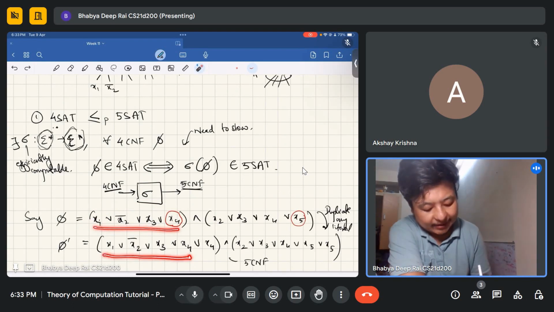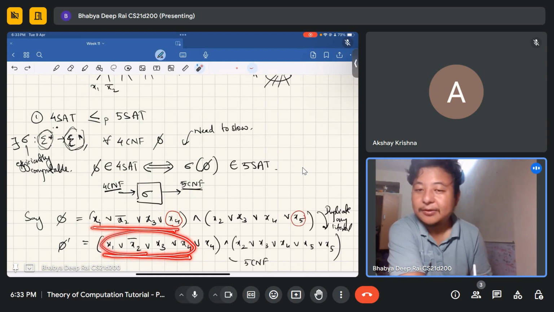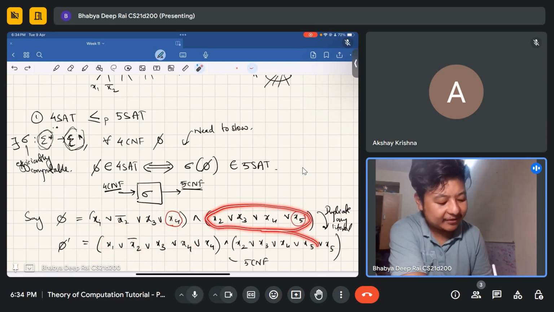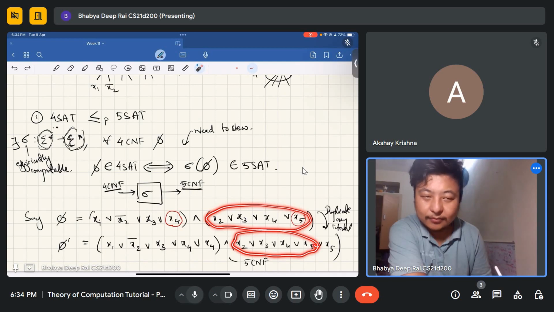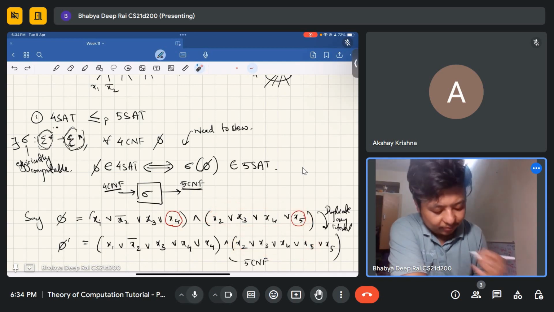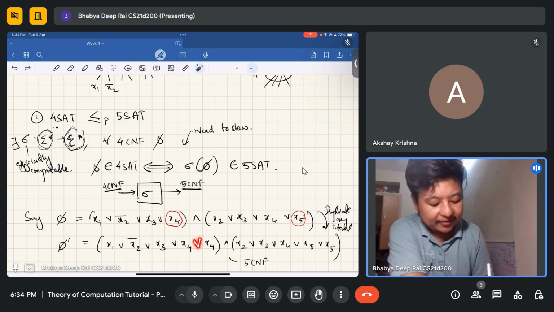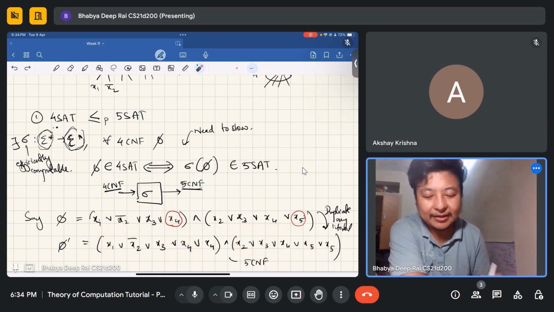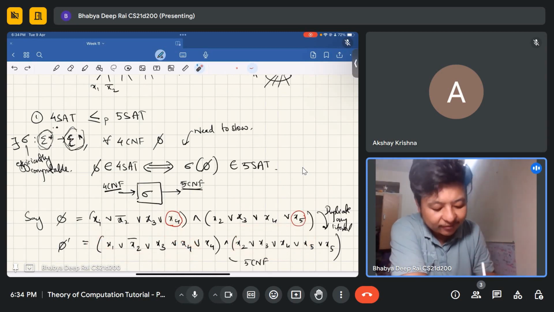Okay, and if this is satisfiable, then this part is also satisfiable, meaning it evaluates to 1. Now if this part is satisfiable, then this part is also satisfiable, right? And there is an OR gate here. What does it mean that if this is satisfiable and this is satisfiable? It means that I give an assignment where this is satisfiable. I give an assignment where it evaluates to 1.